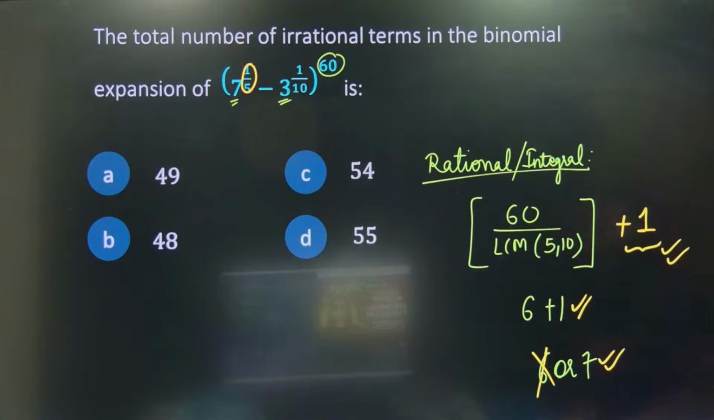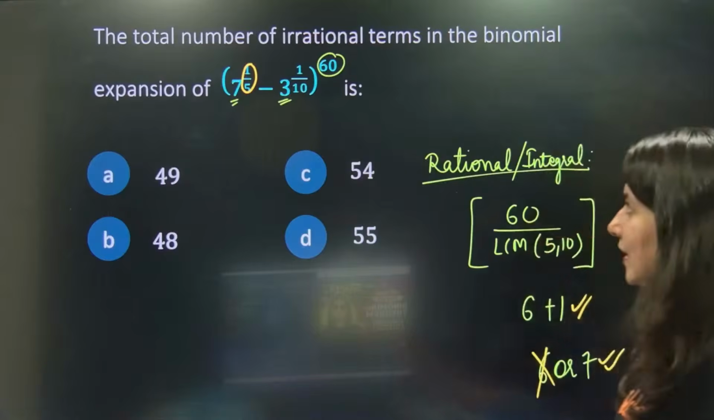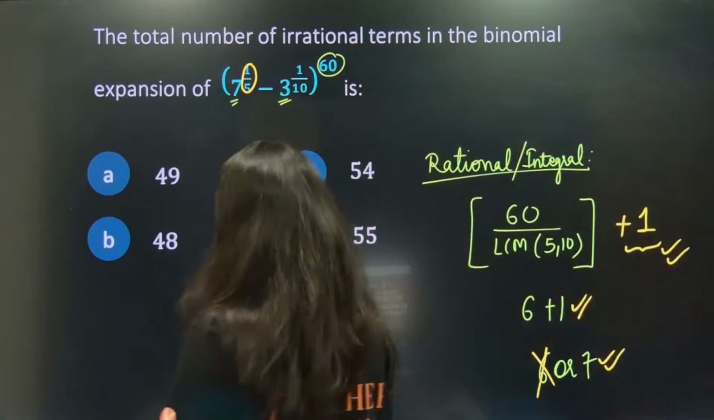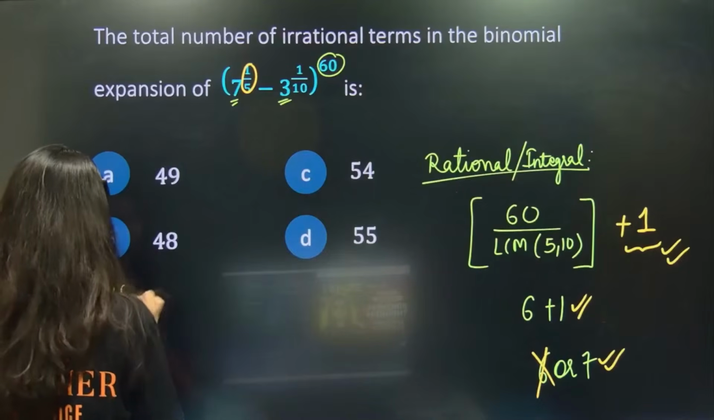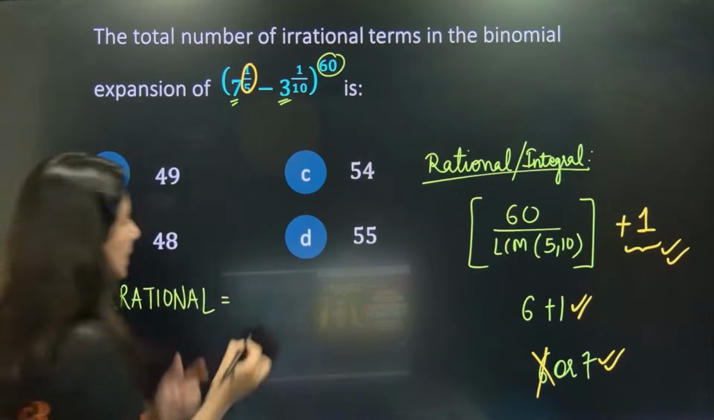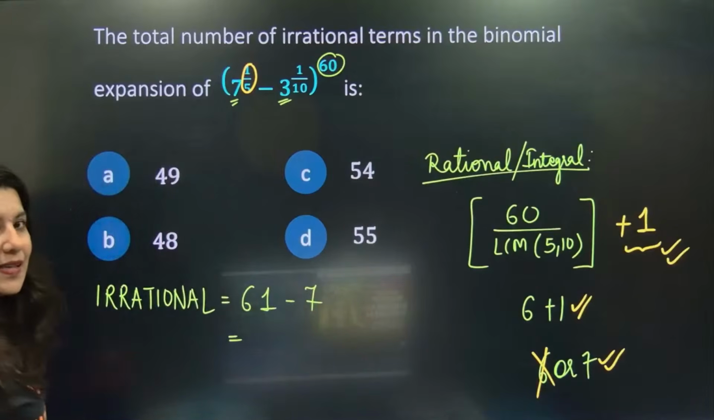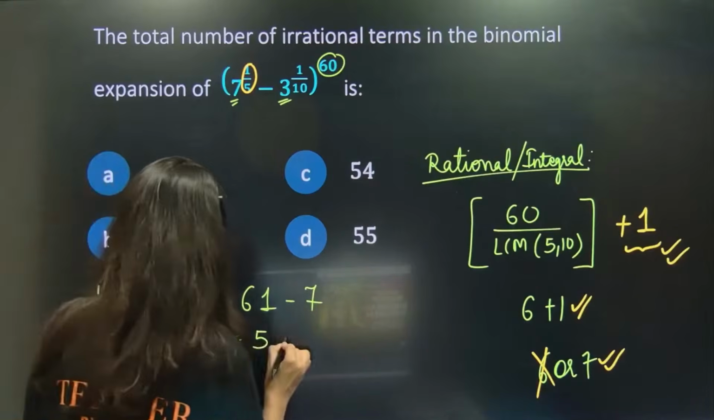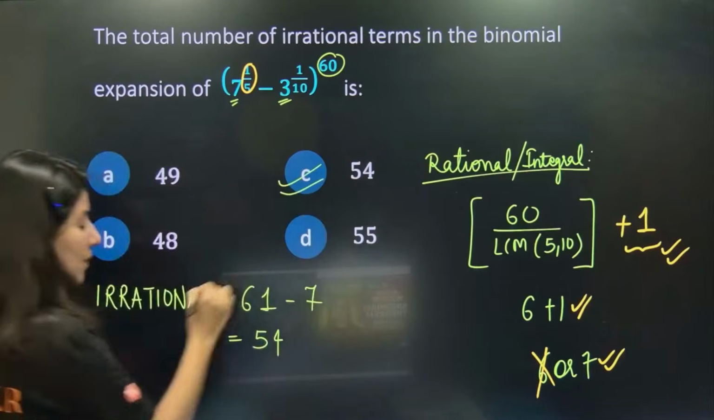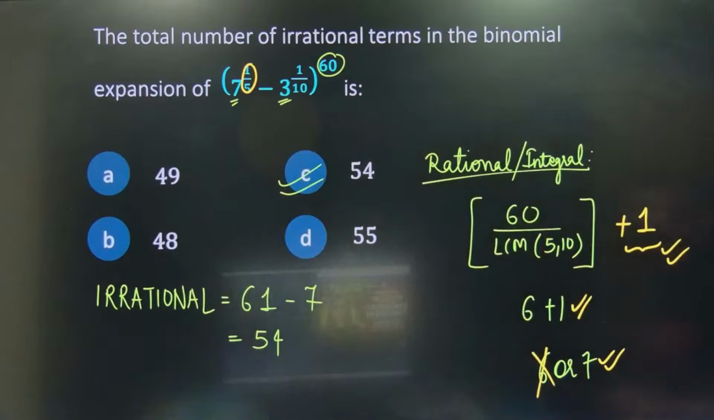LCM of 5 and 10 is 10, 6 plus 1. So now the total number of rational terms is 7. But they are talking about the total number of irrational terms. Irrational means total terms minus rational. Total terms is 61, minus 7 will be the answer. So 61 minus 7 means 60 minus 6, 54. This is very critical, huh? Sometimes people forget and write 60 minus 7. Have I done it correctly? 60 by 10, LCM is 10, right?